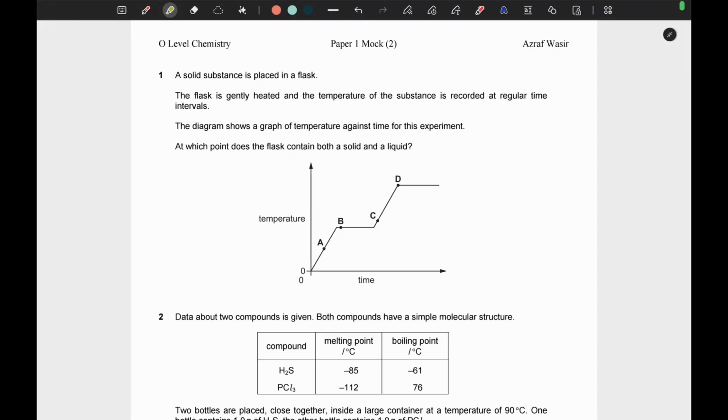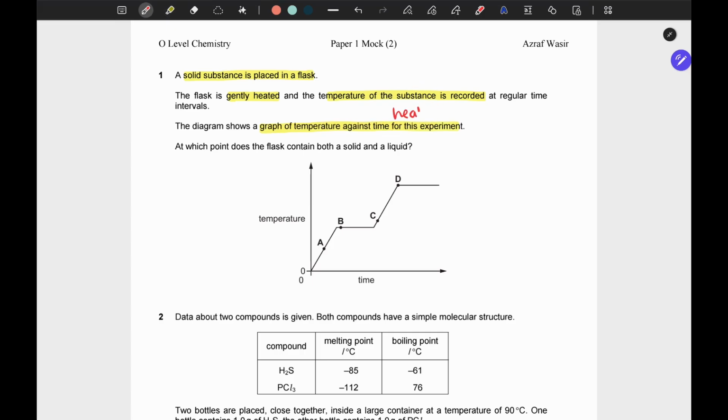Alright, this is paper 1 of mock 2. Question 1. A solid substance is placed in a flask. The flask is gently heated and the temperature of the substance is recorded at regular time intervals. The diagram shows a graph of temperature against time. At which point does the flask contain both a solid and a liquid?